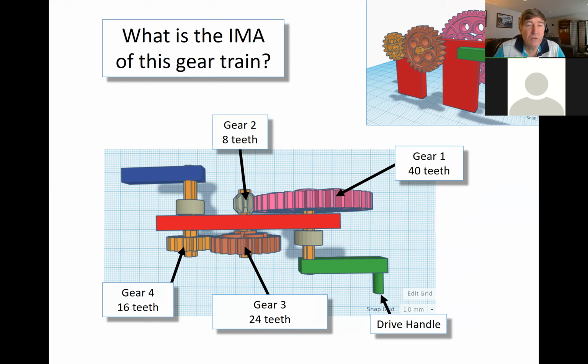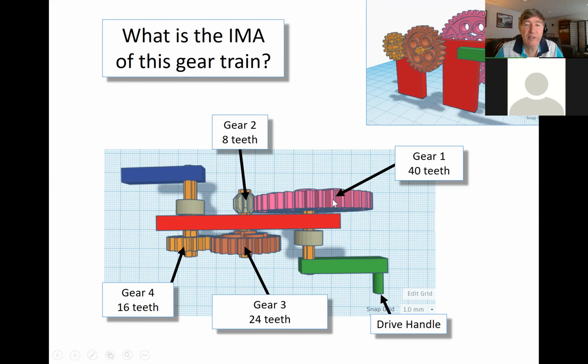One of the things that I expect you to do, and when we take the midterm exam for this unit, I guarantee there are going to be questions like this on the midterm exam: What is the IMA of the gear train? Now, when we did this before, we weren't worried about the force multiplier. We were focused on the spin multiplier, which is basically a distance multiplier.